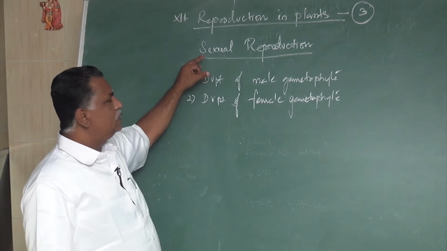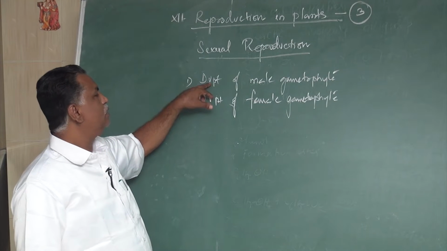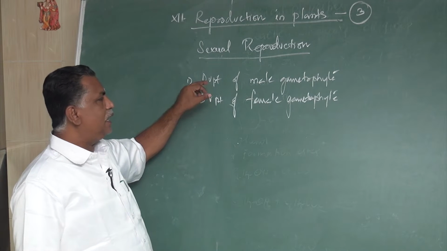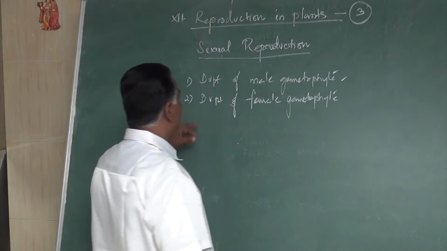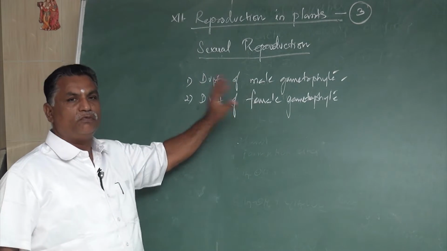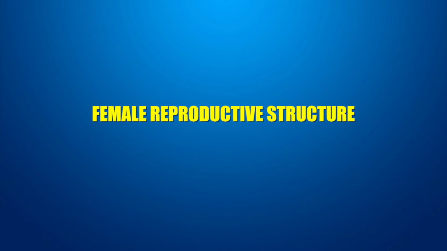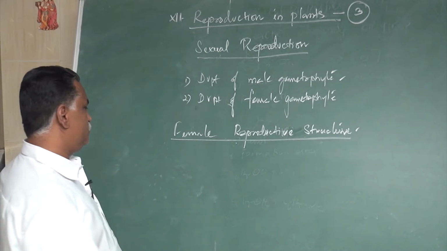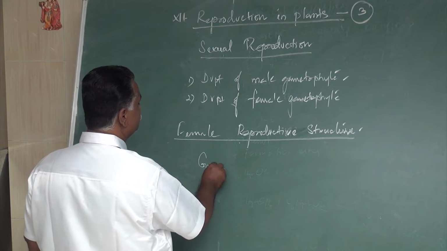And in the sexual reproduction, in the last clipping, we discussed the male reproductive organ, androecium, and the development of male gametophyte. In this session, we are going to see the development of female gametophyte. Let's now start with the female reproductive structure, the female reproductive organ. Female reproductive organ is gynoecium.